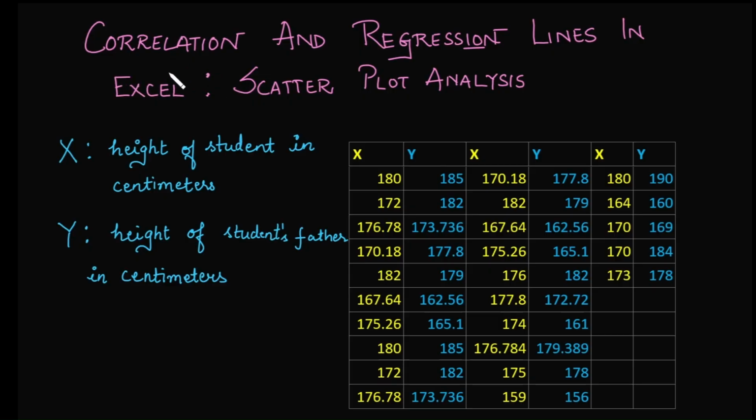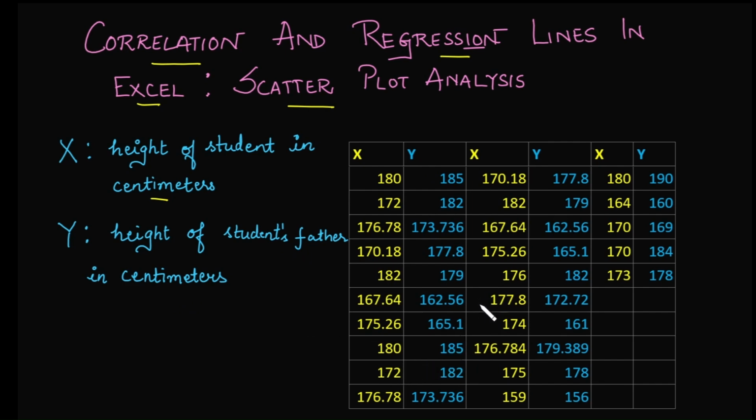So in this video, we are going to explore how to calculate the correlation between two variables and the regression analysis in Excel using a scatter plot. For that, we have considered this data where X represents the height of a student in centimeters, and Y represents the height of the student's father in centimeters, and the size of this data is 25.